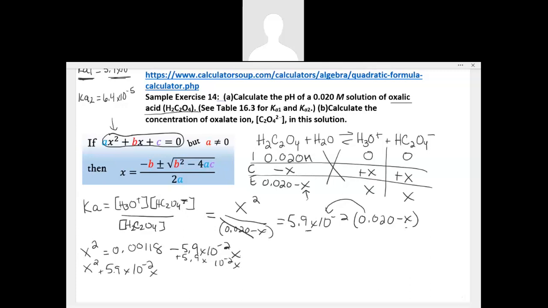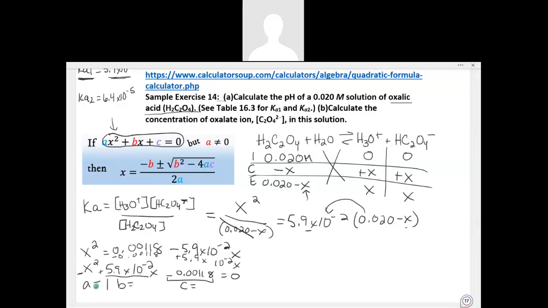And then we're going to subtract this value, 0.00118, from each side. All right, so now we have this equal to 0. So this is in quadratic form. Let's pick out my A, B, and C values. My A value is going to be 1. We have no coefficient there, so we assume it to be 1. My B is going to be this guy here, positive 5.9 times 10 to the negative 2. And then my C value is going to be this term, including the negative.